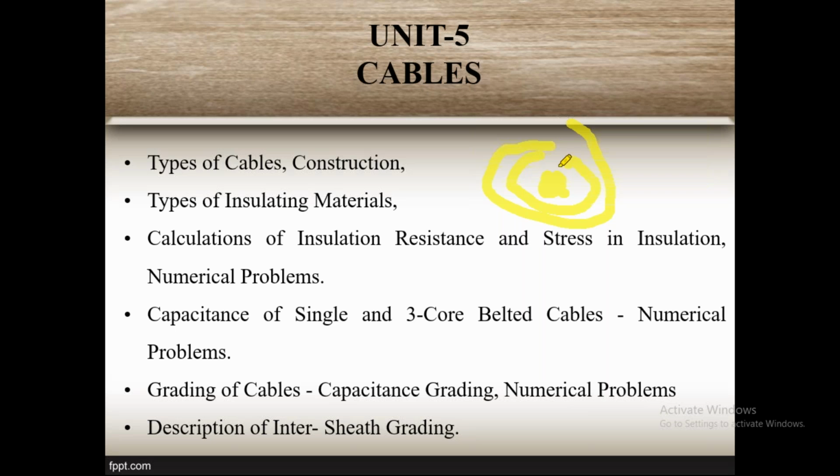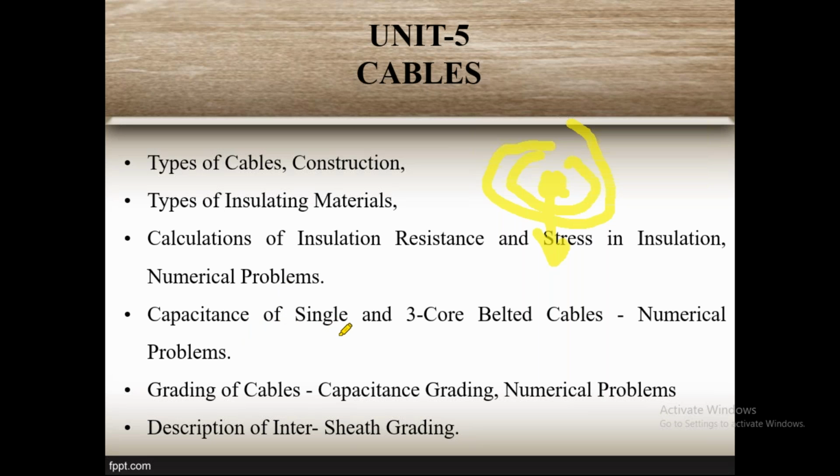A cable is always made with a protection layer, and that protection layer is called insulating material. Here you are going to find the resistance of the insulating material, and it depends on the voltage the cable is carrying. Based on that, you can choose the insulating material.